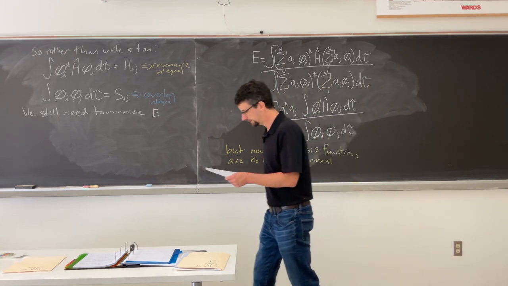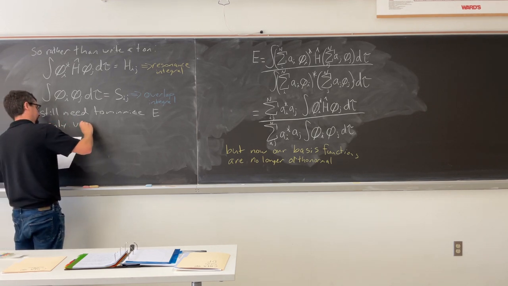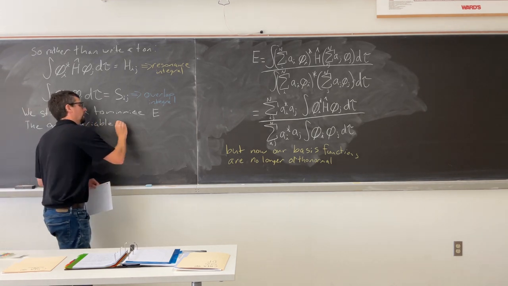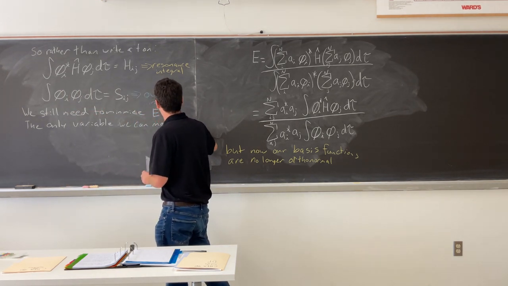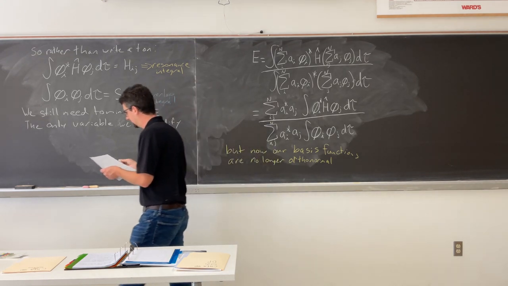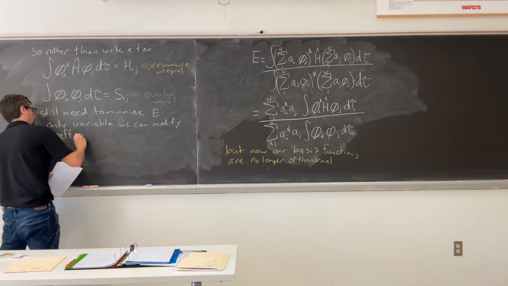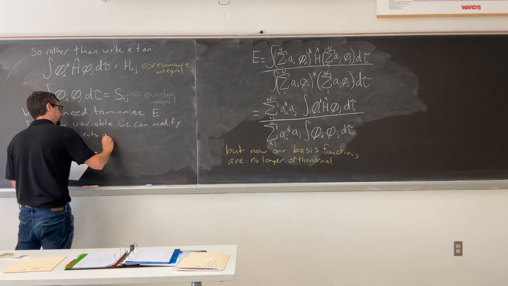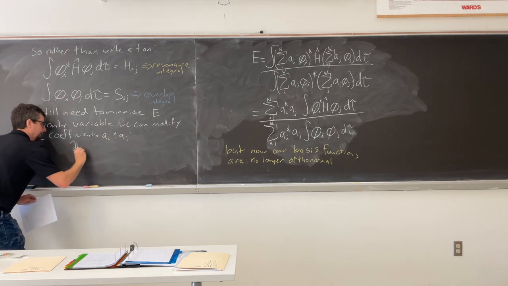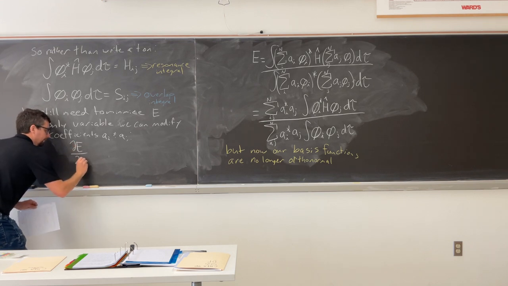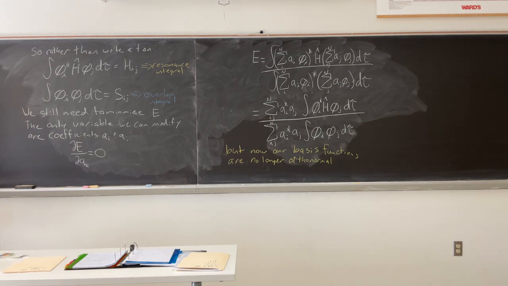These coefficients. So, the only variables we can modify after we've selected our basis sets are coefficients a_i and a_j. So we're trying to set that equal to 0.